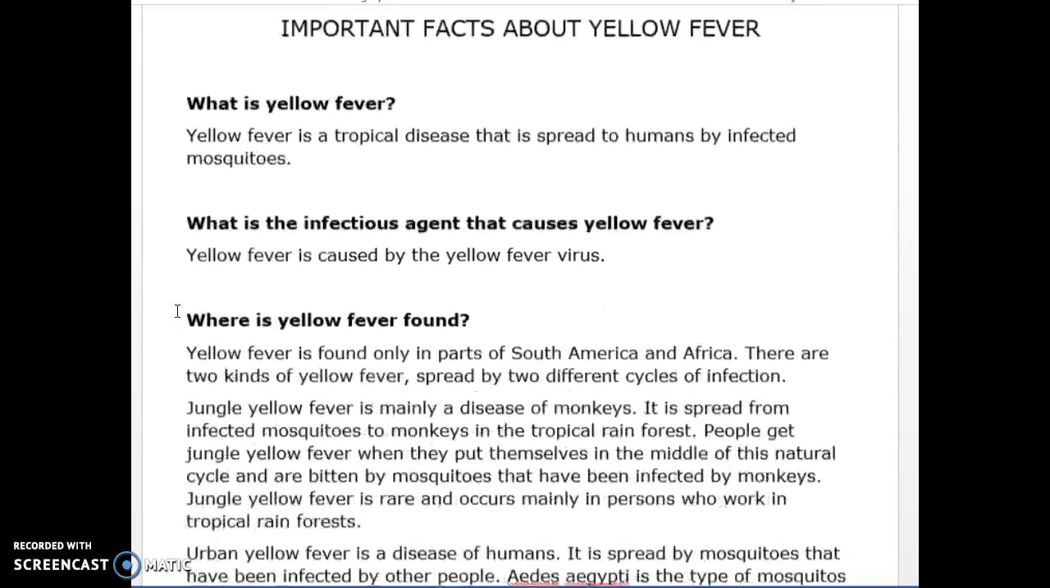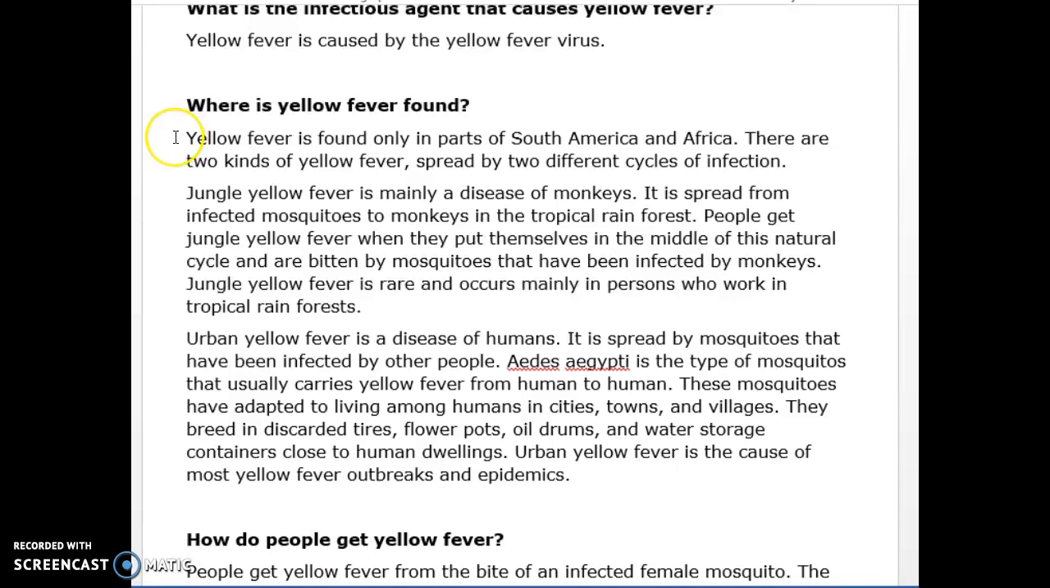Where is yellow fever found? Yellow fever is found only in parts of South America and Africa. There are two kinds of yellow fever, spread by two different cycles of infection. Jungle yellow fever is mainly a disease of monkeys. It is spread from infected mosquitoes to monkeys in the tropical rainforest. People get jungle yellow fever when they put themselves in the middle of this natural cycle and are bitten by mosquitoes that have been infected by monkeys. Jungle yellow fever is rare and occurs mainly in persons who work in tropical rainforests.